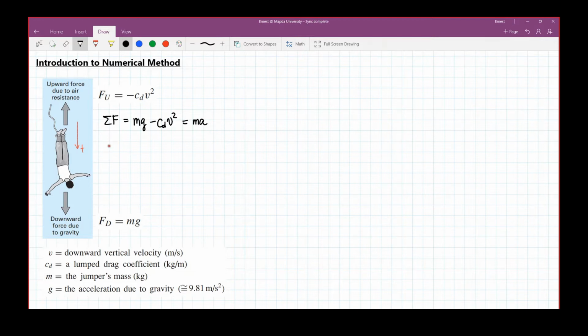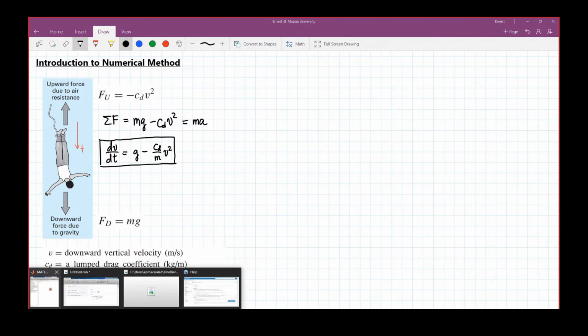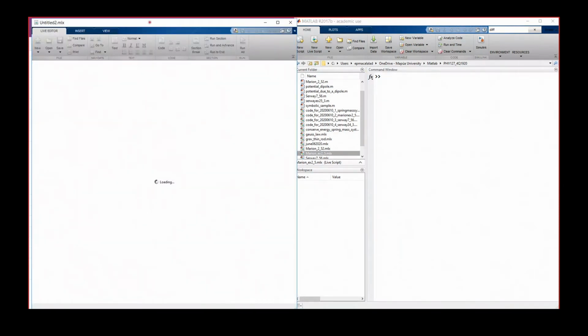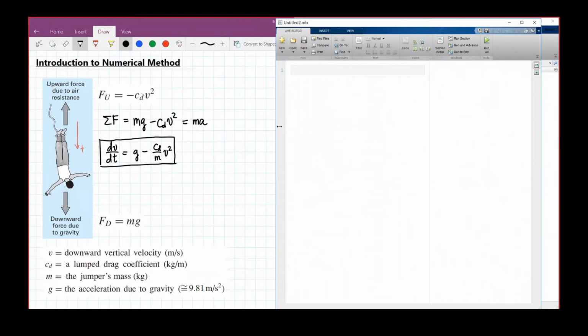The derivative of the velocity with respect to time is equal to g minus cd over m, which is a constant, times v squared. So this is your differential equation. Okay, and let's try to solve this differential equation using symbolic math. Okay, so let's have a new script, and let's solve this differential equation.